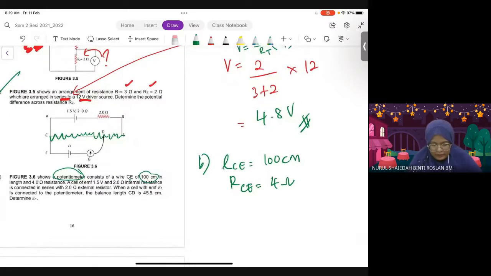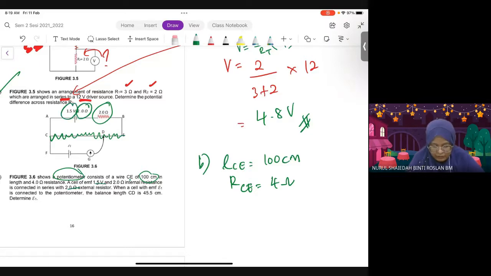Okay, and then dia bagi dia connected with external resistor 2 ohm, and then dia kata the EMF, when the EMF one is connected to potentiometer, the balance, dia ada internal resistor, dia ada EMF, so saya dah skip tadi.